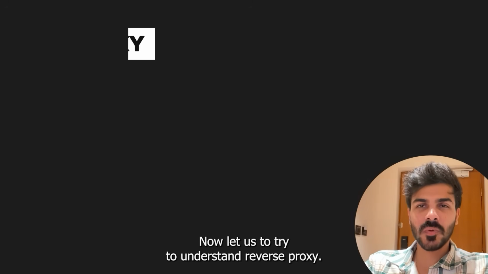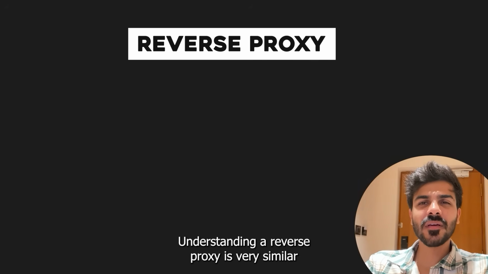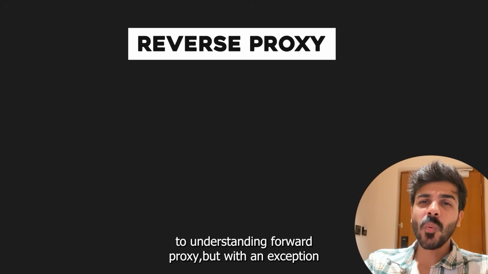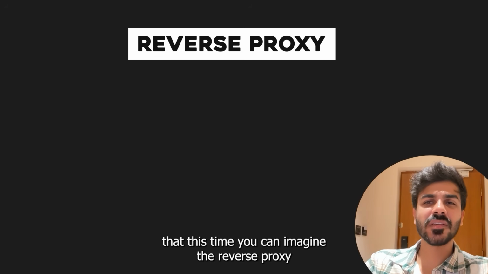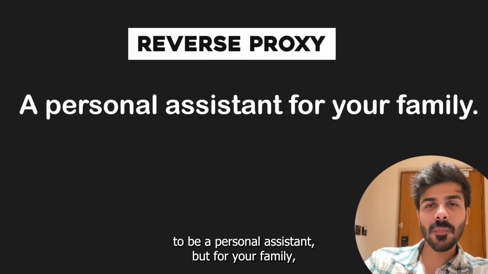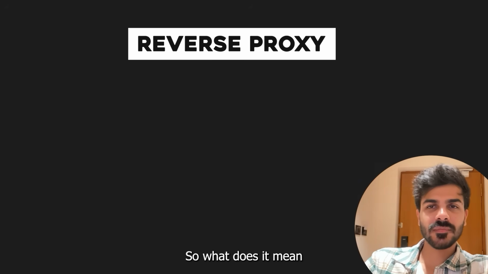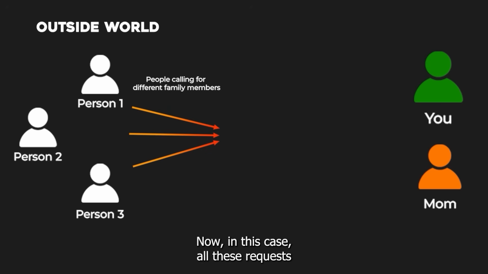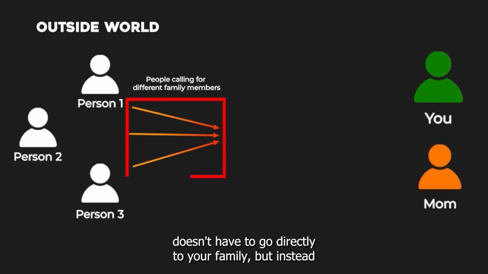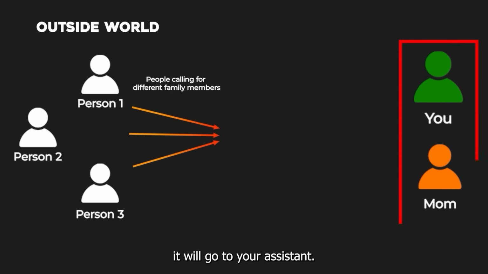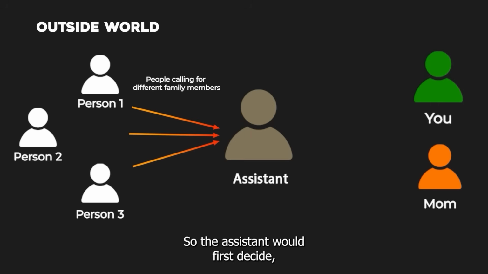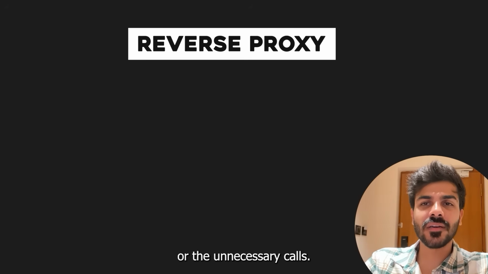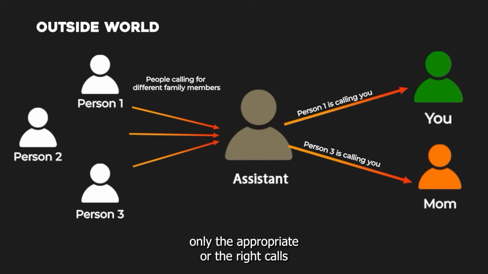Now let us try to understand reverse proxy. Understanding reverse proxy is very similar to understanding forward proxy, but with an exception: this time you can imagine the reverse proxy to be a personal assistant, but for your family, not yourself. So what does it mean? Let's take an example. Assume that the external world is trying to contact your family. In this case, all these requests don't have to go directly to your family, but instead they go through your assistant. The assistant would first decide which requests or which calls are important. It would perhaps filter the non-important or unnecessary calls. Eventually, it would forward only the appropriate calls to the corresponding family member.